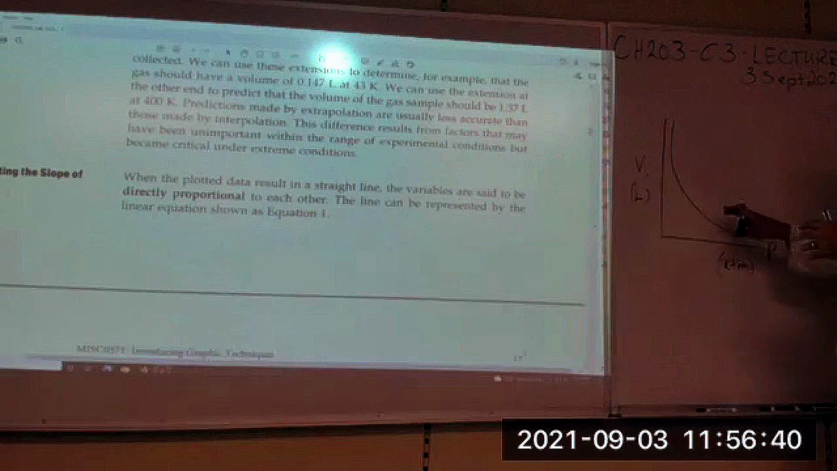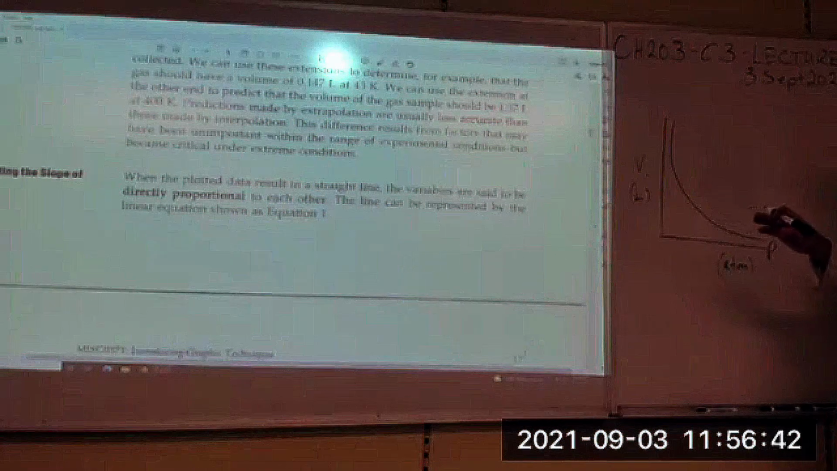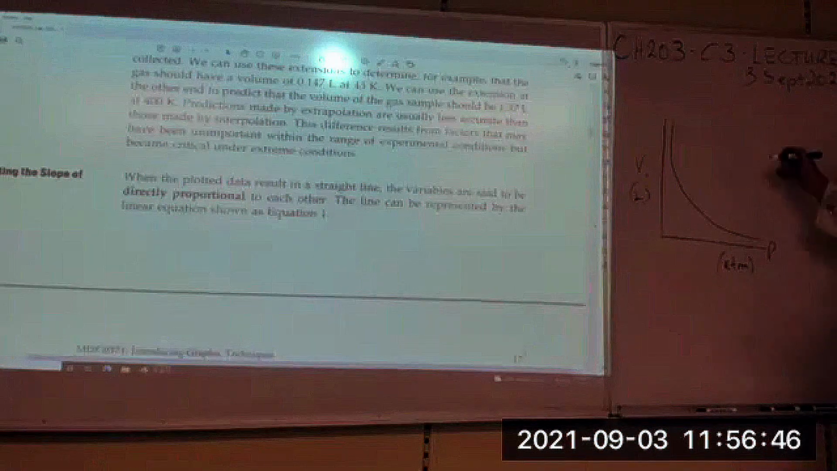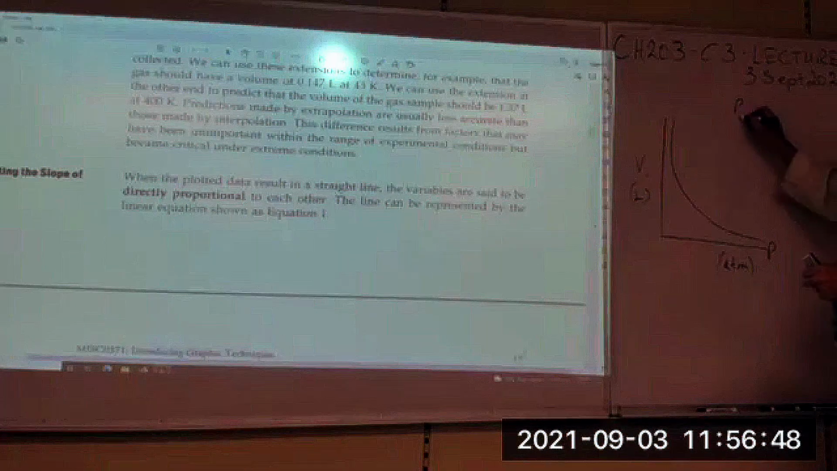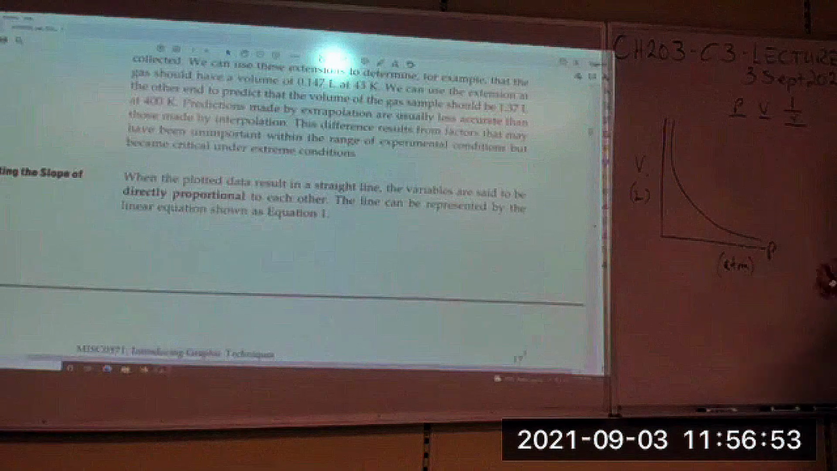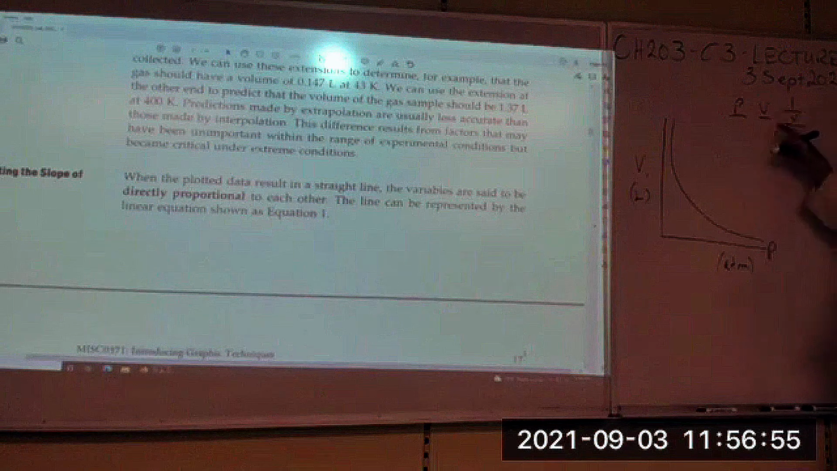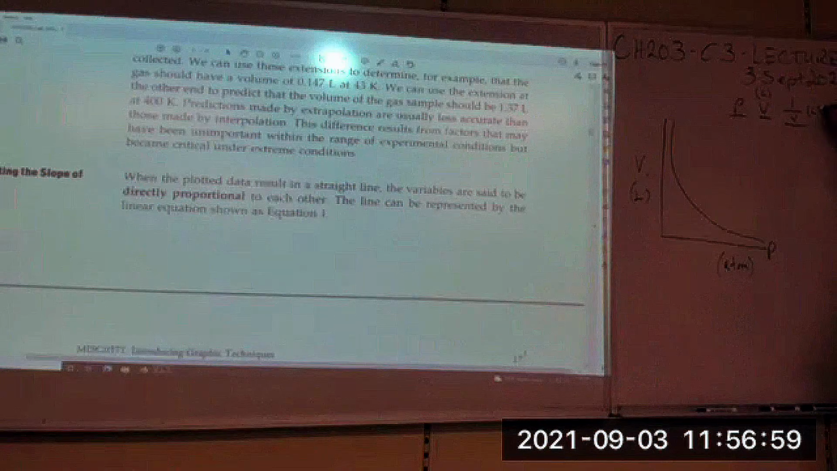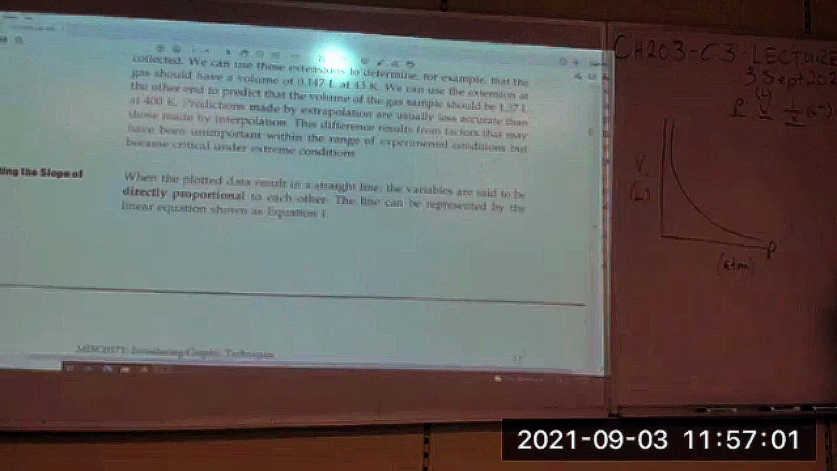So all you have to do to turn that into a straight line is keep the pressure values the same in that data set, right? Pressure, volume, transform all the volumes into their inverses. So if the units here are liters, what are the units here? Liters to the -1. That's the way we say inverse, the -1 power.